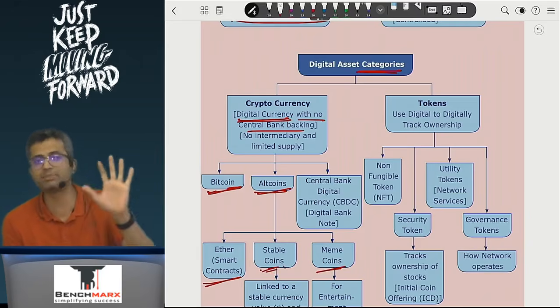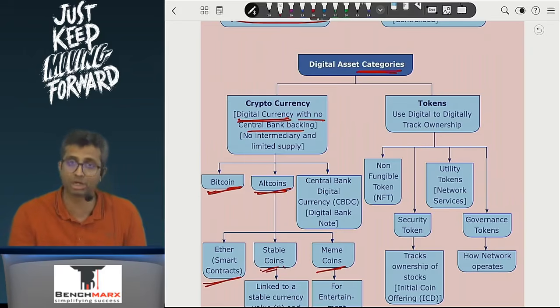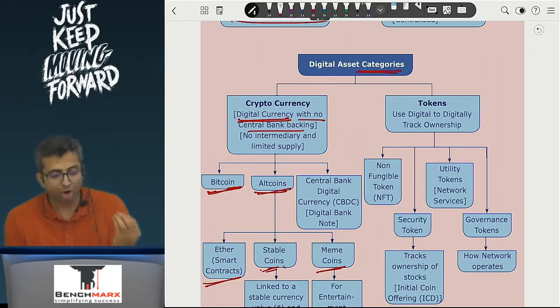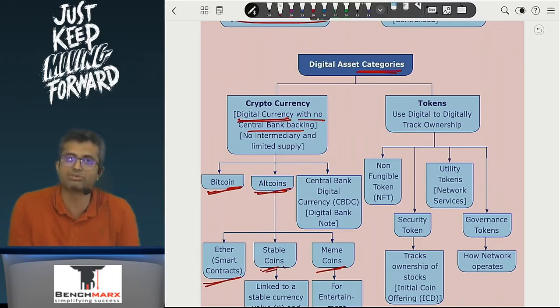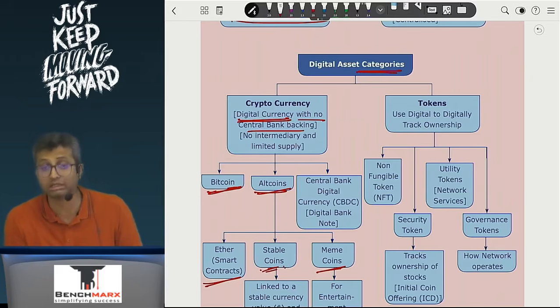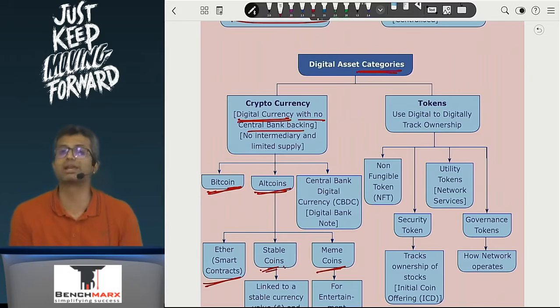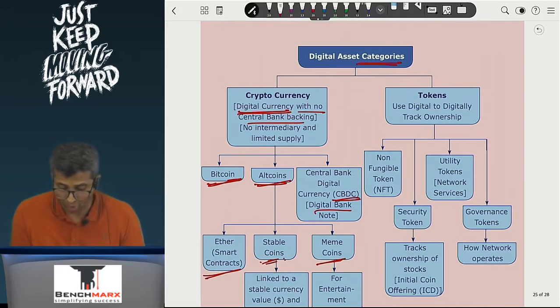There are more than 10,000 cryptocurrencies, but more than 80% of the investment is in either Bitcoin or Ether. There are also central bank digital currencies. A lot of central banks are evaluating having their own coins or a digital bank note. This is cryptocurrency. Next, there are tokens.